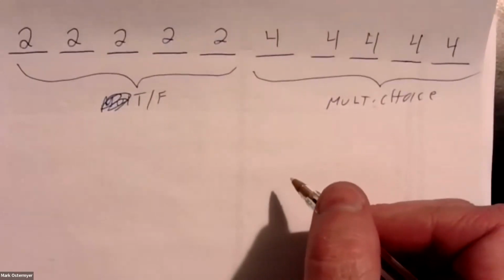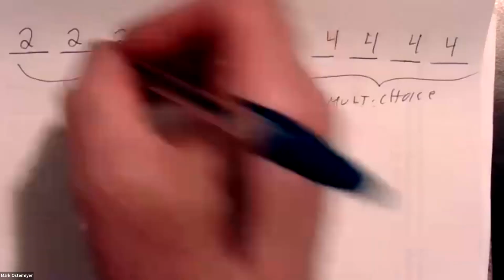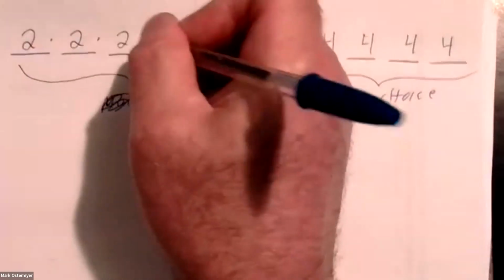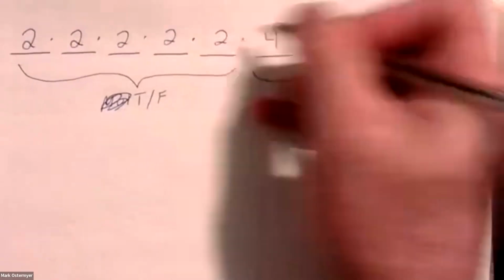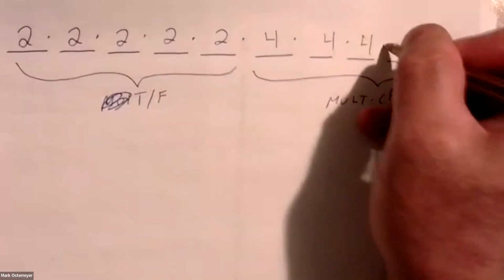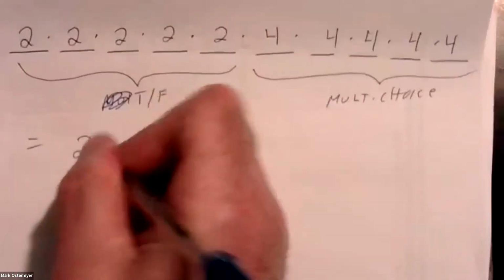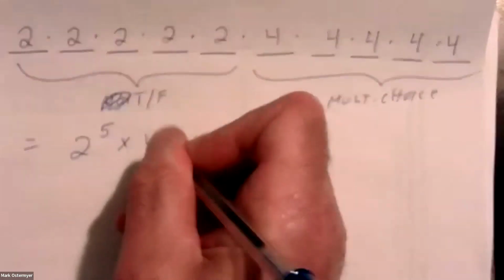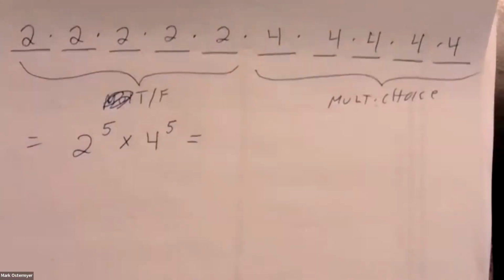What's the total number of ways we could answer this 10-question exam? The fundamental principle of counting says to find that out, we would multiply all these arrangements together. So this is really going to be 2 to the 5th power multiplied by 4 to the 5th power. Let's get on our calculator and dial that up.